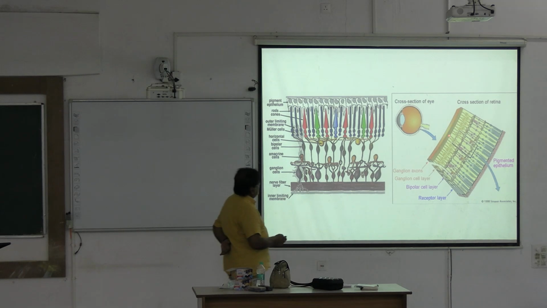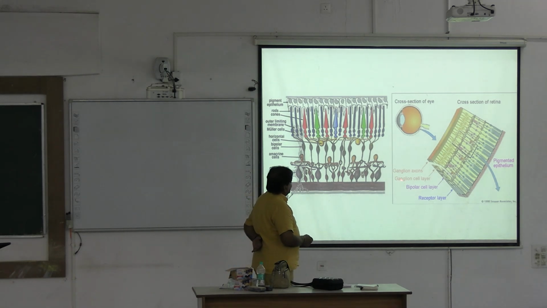Now, ganglion axon, ganglion cell layer, bipolar cell layer, receptor cell layer. Cross section of the eye, cross section of the retina.